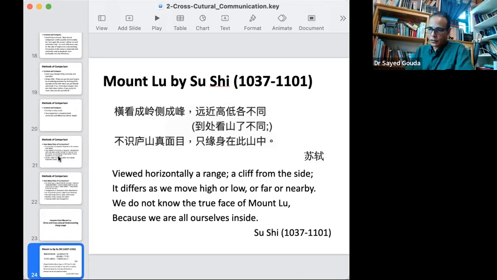His translation goes like this. Viewed horizontally, a range; from the side, a peak. It differs as we move high or low, or far or nearby. We do not know the true face of Mount Lu because we are all ourselves inside. This is a very famous poem in classical Chinese literature, and especially the last two lines. The last two lines: we do not know the true face of Mount Lu because we are all ourselves inside.